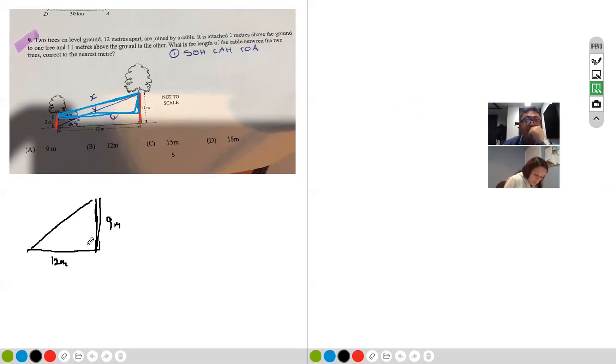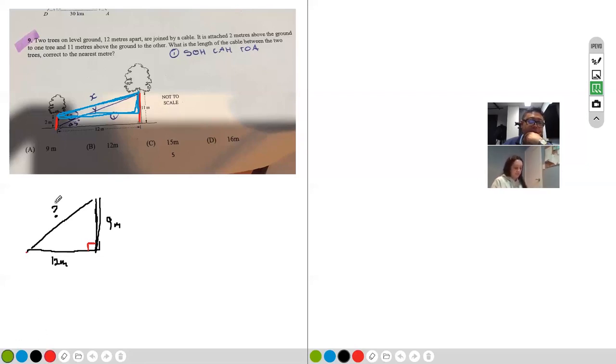And what are we trying to find? The cable, right? Now, how might we find it? And what sort of a triangle is this? What are they called? You asked me what type of a triangle it is. Right angle triangle. Can you see the right angle? Yes. So what can we use to work out our unknown?